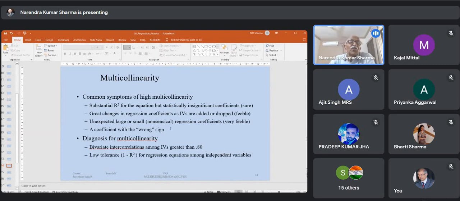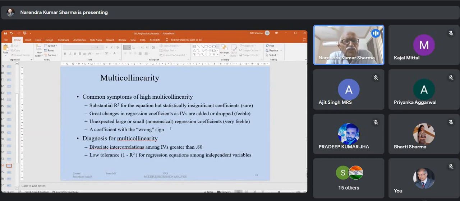A coefficient with the wrong sign. We expected a positive relationship between y and x, but the regression coefficient is negative. That means either our hypothesis, our theory, is wrong, or there is something else happening. Therefore, again, this is a specification problem. You did not specify properly either the variables or the relationship between the variables.